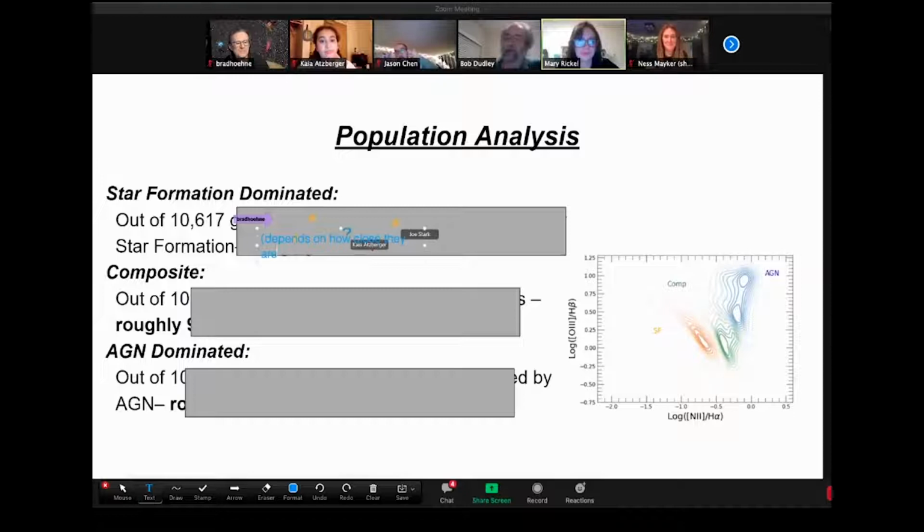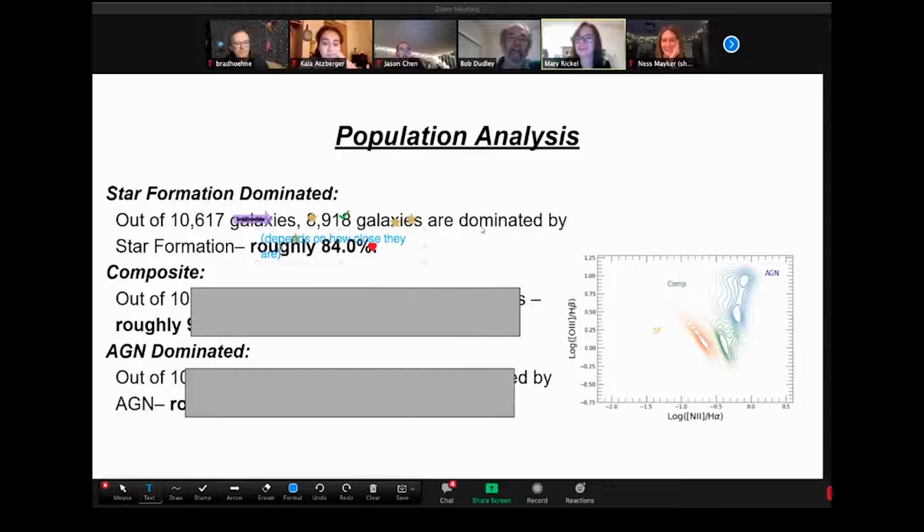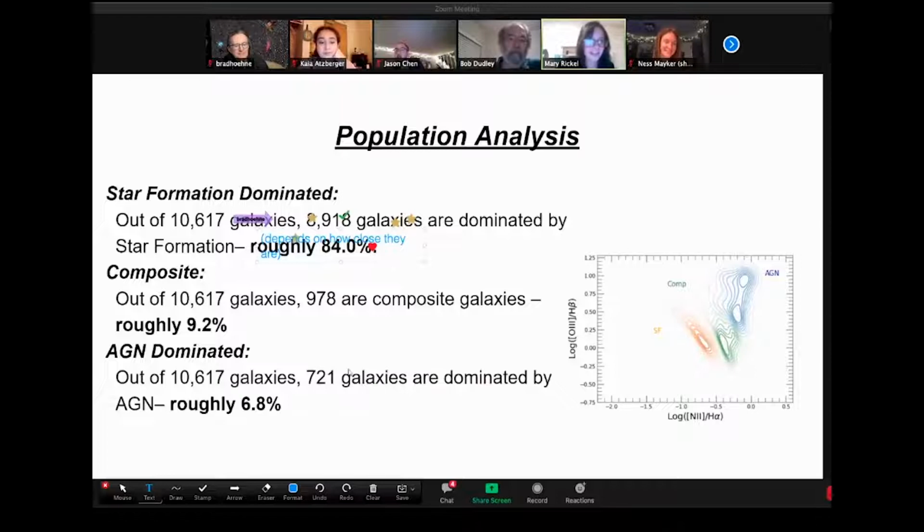So I'm seeing that there appears to be a unanimous decision that the majority of the galaxies in this data set are going to be classified as star formation dominant. So let's see if everybody's correct. Okay, we've got 84%. We probably can't go much higher than that, but I guess we'll see the rest of the percentages. All right, that is correct.